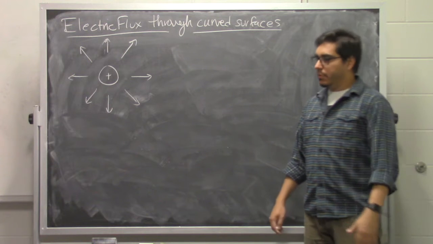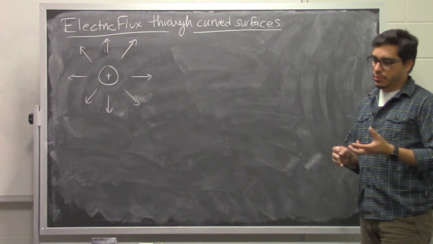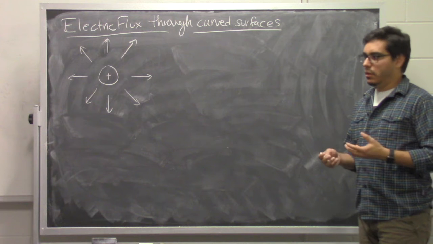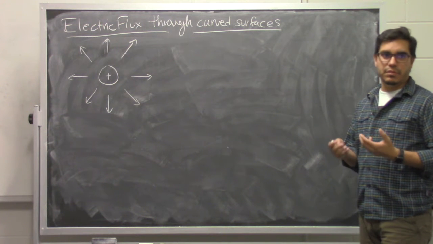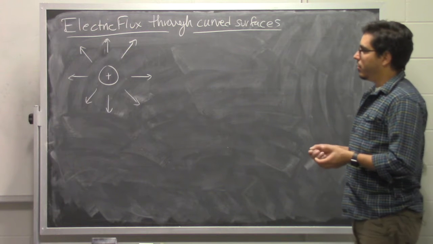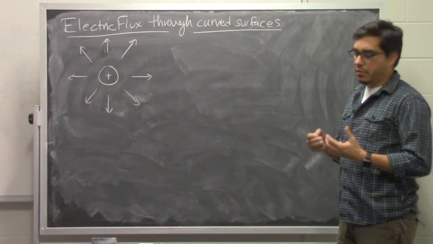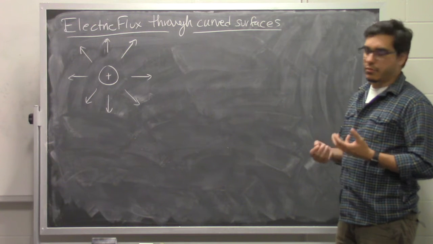All right, in the last video we talked a little bit about this concept of electric flux and its relationship to the electric field and the area vectors that are associated with the surface that you draw. In this case, we're going to talk a little bit about curved surfaces, so we're going to stick with a point charge and continue to build this idea of what is the electric flux.